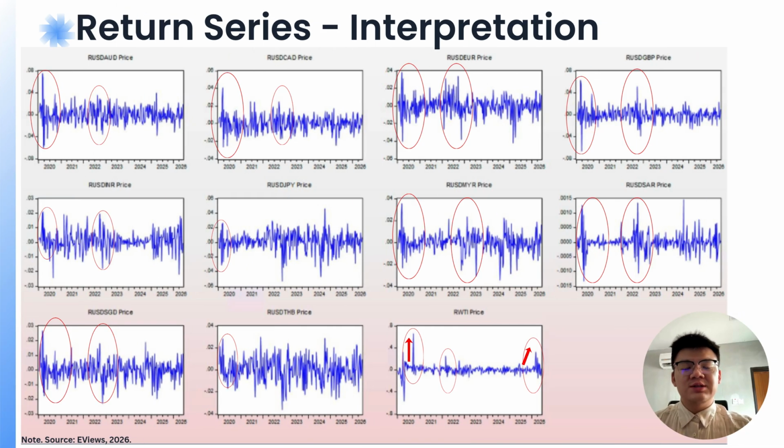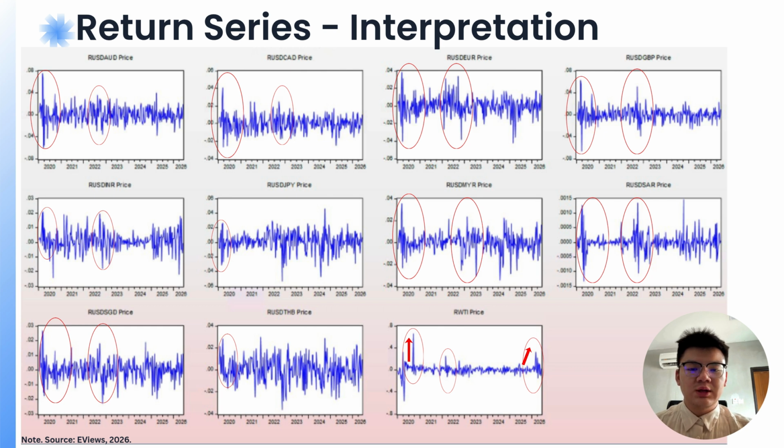So as for the return series interpretation, basically it is about the same as the raw series data. They actually share the same patterns in the line graph. This is mainly because the return series is just the raw price series converted into return performance from time to time.